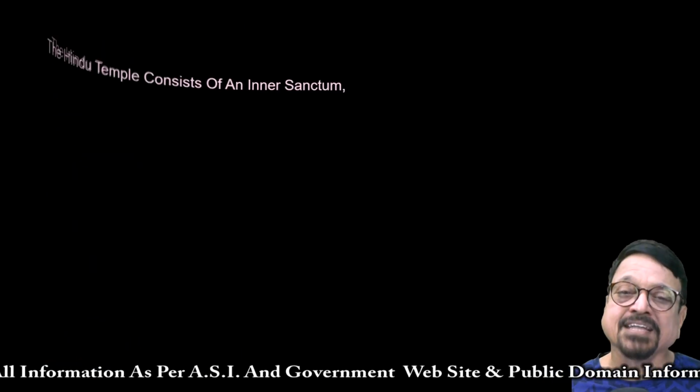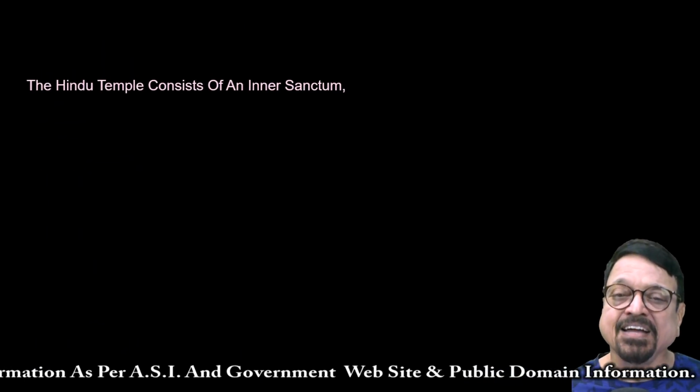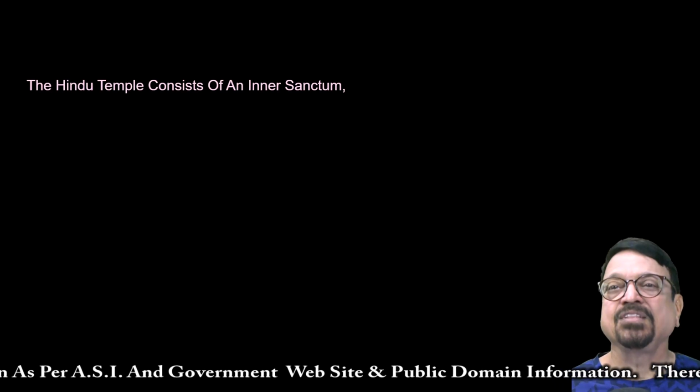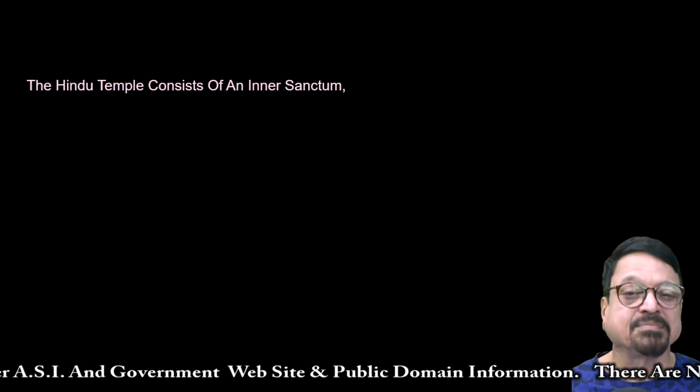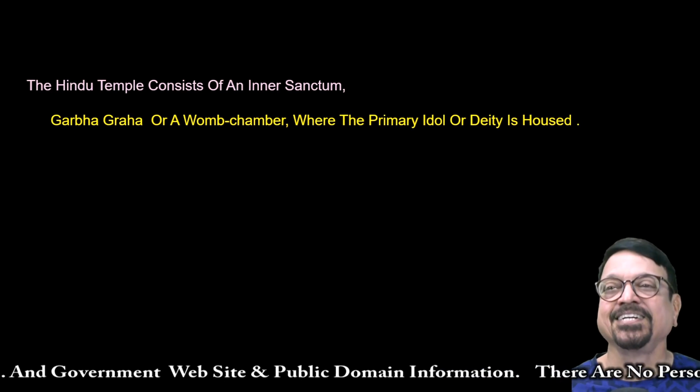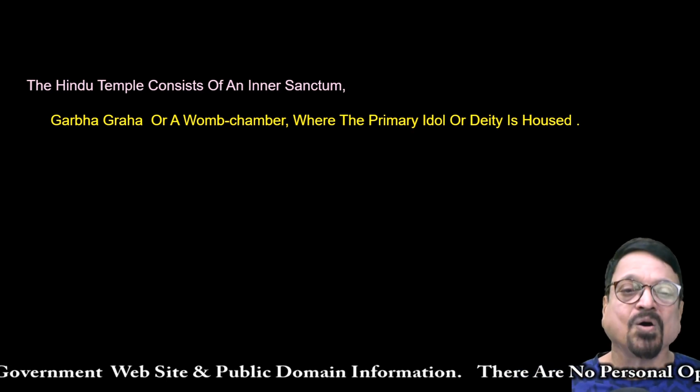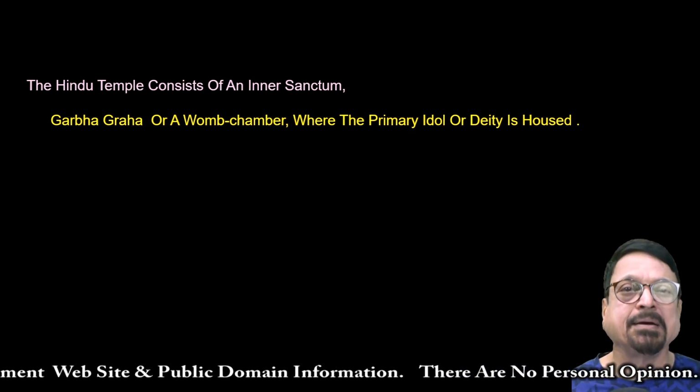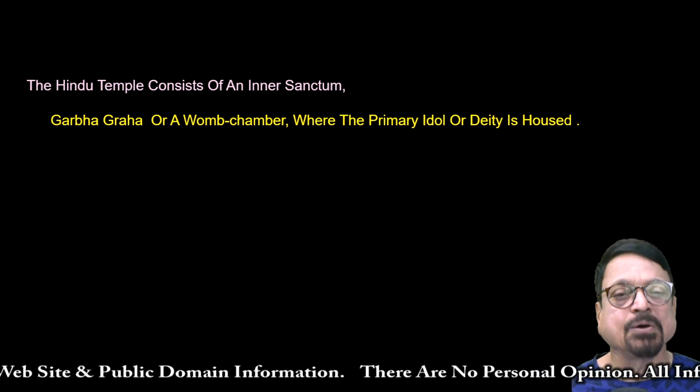A few of them have come in temple architectural development. We are going to see it. The Hindu temple consists of an inner sanctum. That's the basic, because the deity resides here. That is called the Garbhagriha, or womb chamber, where the primary idol or deity is housed.